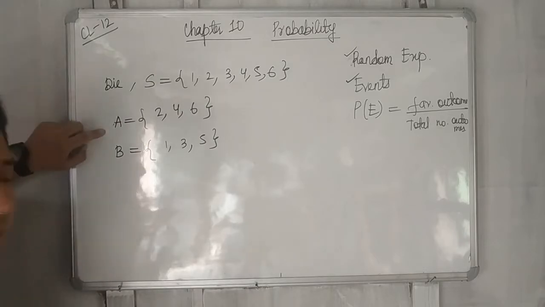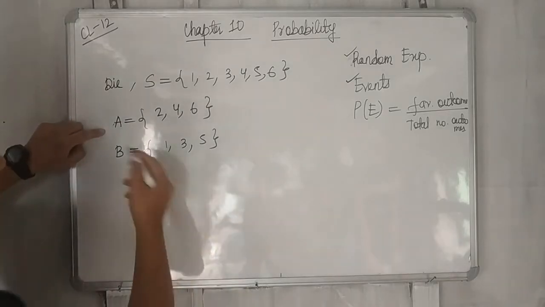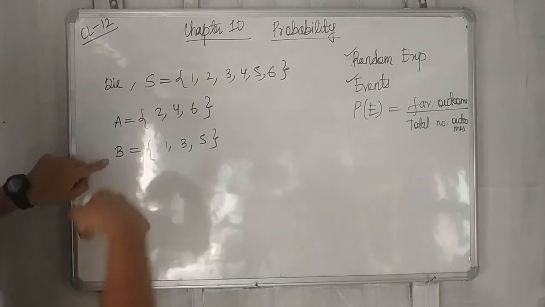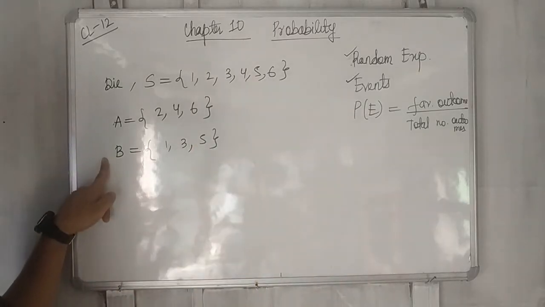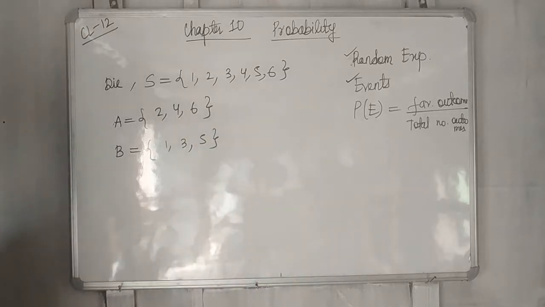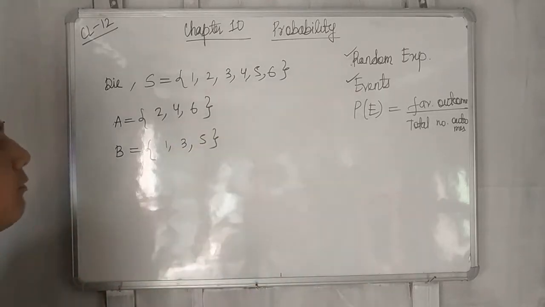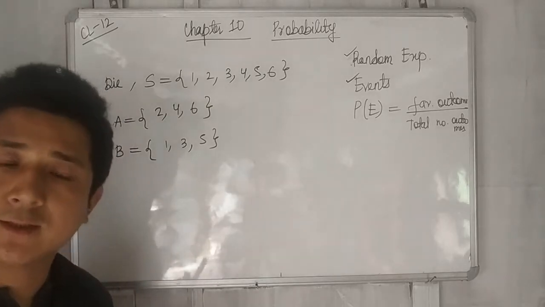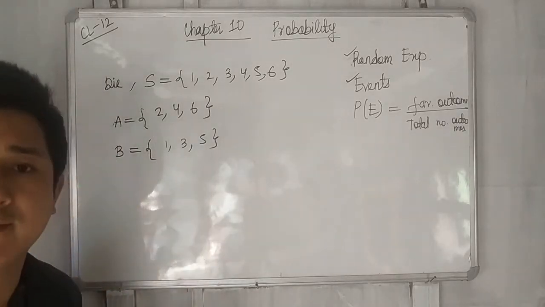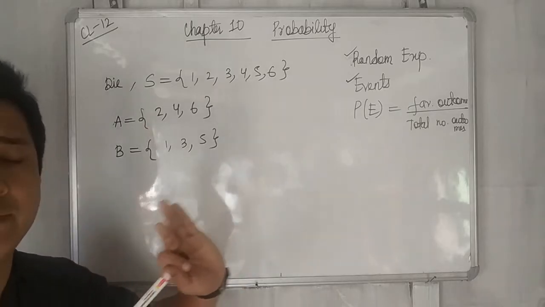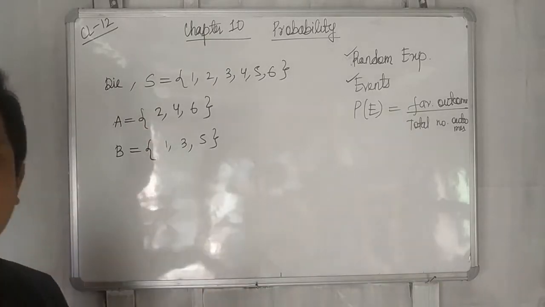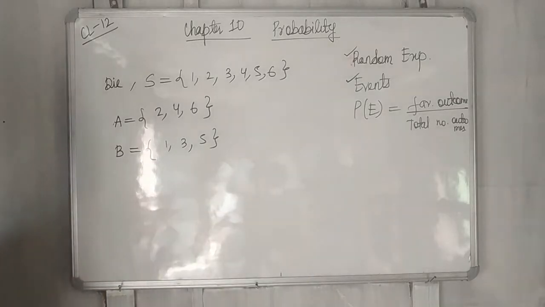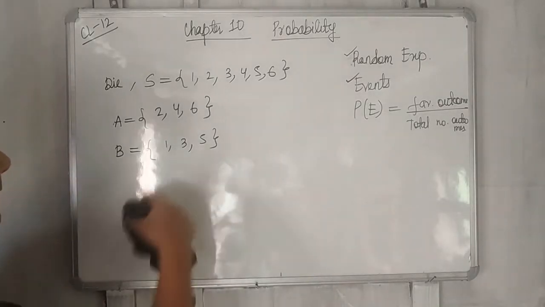So A is the event where only the even numbers are coming, and B is the event where only the odd numbers are coming. This is a small example I'm giving you about events. We'll learn more about events: mutually exclusive events, exhaustive events, and what happens when events are both mutually exclusive as well as exhaustive. This is just the basics, and we are just brushing up what we learned in class 10.